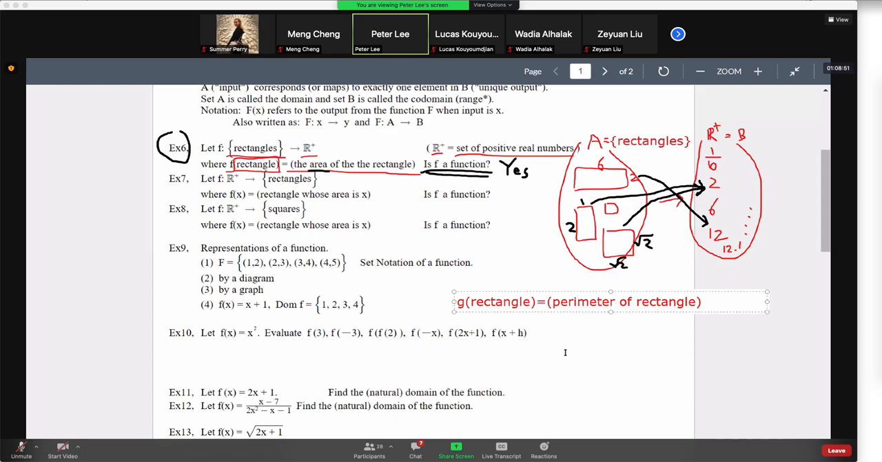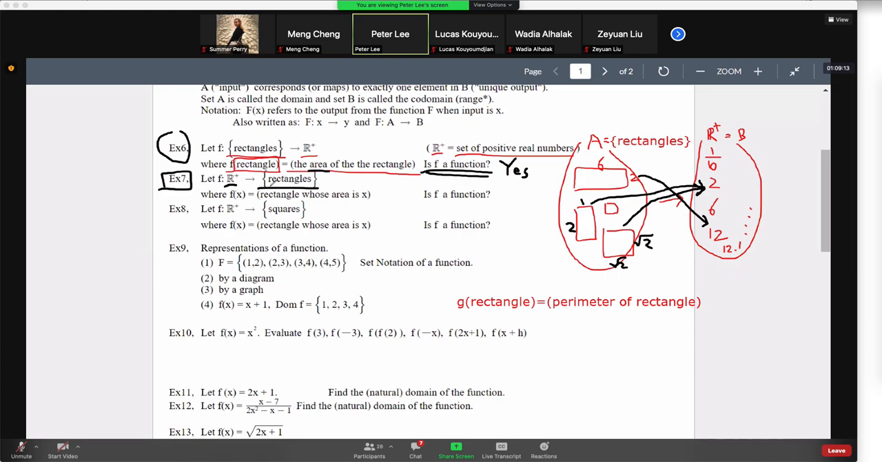But now let's look at example 7. Example 7 is a relation f from R plus to rectangles. Oh, this one is different. In this case, the domain is a set of positive numbers, and the range is a set of rectangles.